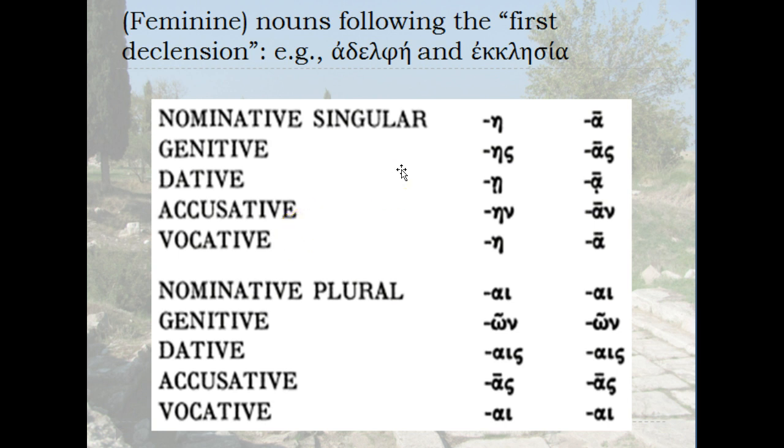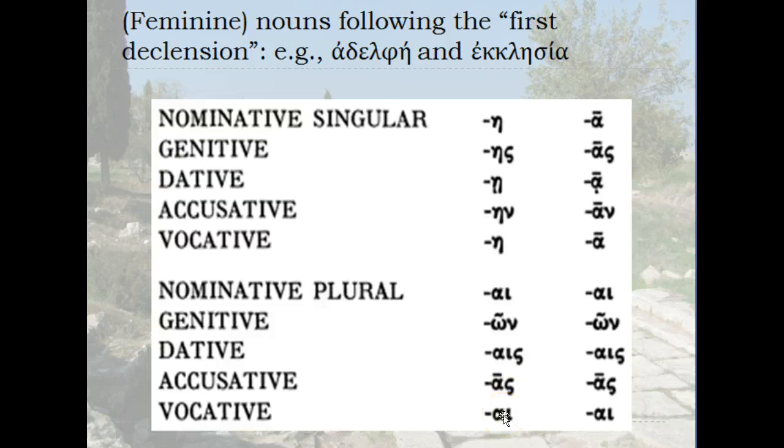Adelphe, sister. Adelphes, of a sister. Adelphe, to or for a sister. Accusative, sister as direct object. Adelphe, vocative, sister, hey sister, as it were. And then in the plural, adelphai, sisters as subject. Adelphon, of sisters. Adelphais, to or for sisters. Adelphas, sisters, probably as direct object.